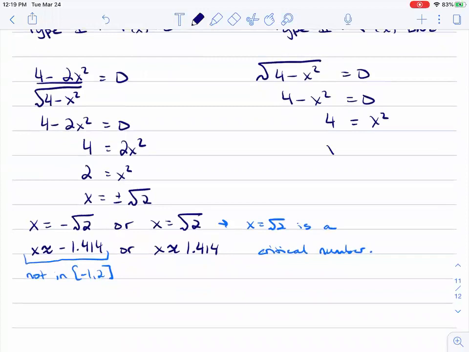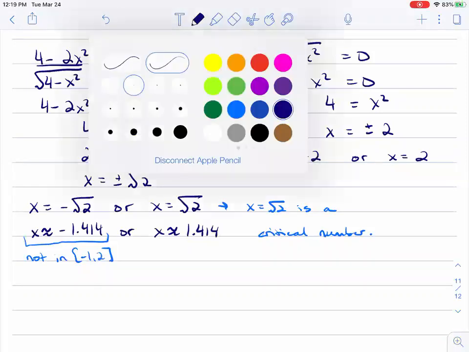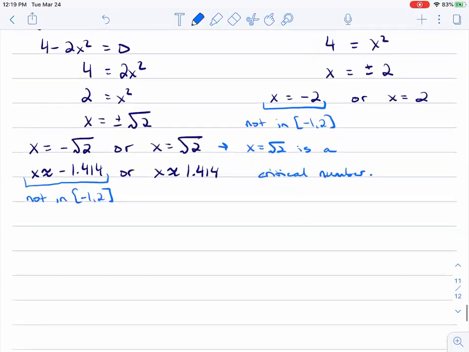And so x is plus minus 2. And so here we get x is -2 or x is positive 2. Okay. X is -2 is not in the interval. Not in -1, 2, so it can't be a critical number for this section.